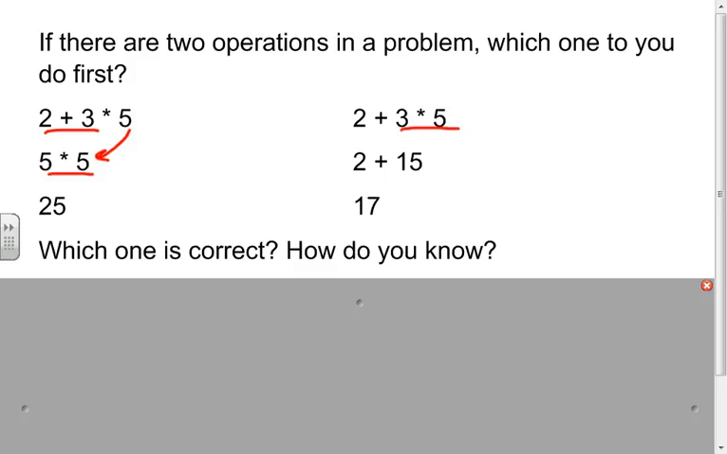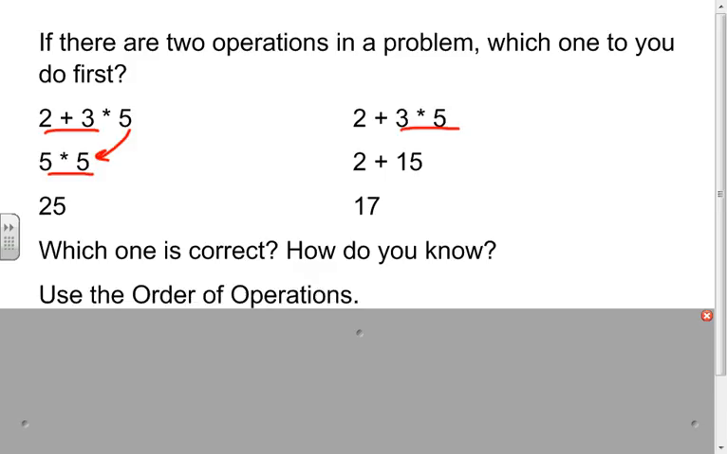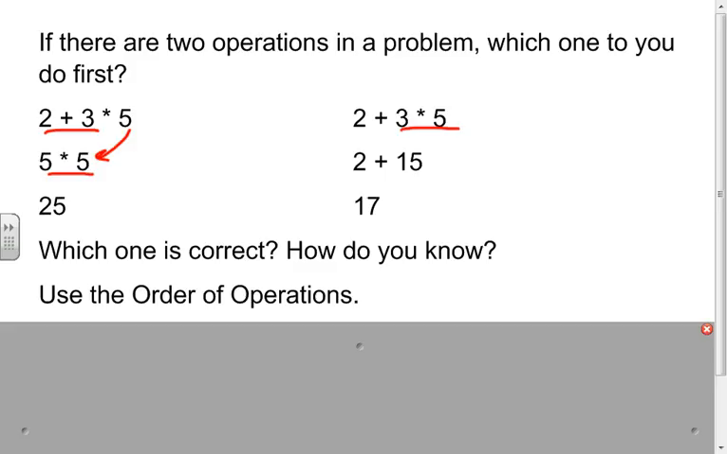Well, in order to figure out which one's correct, you have to use a rule called the order of operations. And we'll talk about that on the next page. By the way, right here, the correct answer is the 17. And you'll see why when we go through the list of steps.